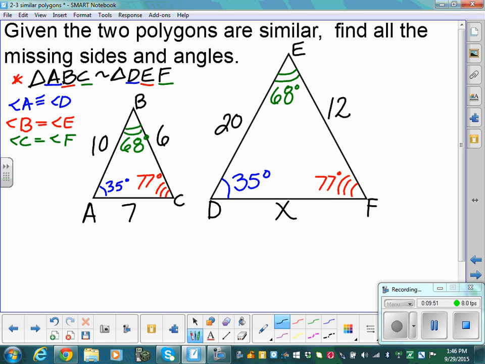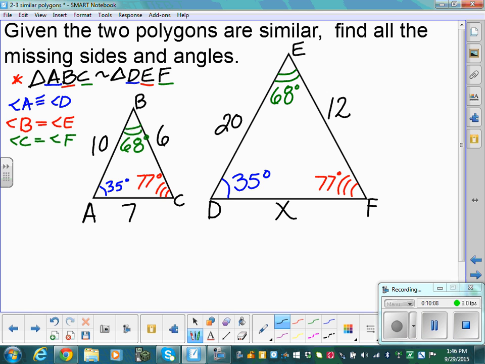Okay. 7 times 2 is 14. 10 times 2 is 20. 6 times 2 is 12. You're right. It is going to be 14. But I promise you're not going to just be able to see them all. So let's go through the math, okay? That's what we're going to do.